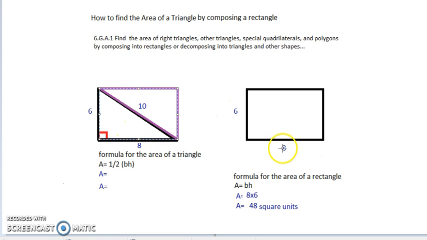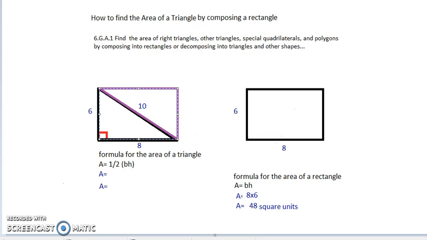And a rectangle with a base of 8 units and a height of 6 units. We put those numbers into the formula. Area of a rectangle is 8 times 6. Base times height, 8 times 6. 8 times 6 is 48. So the area of this rectangle will be 48 square units.